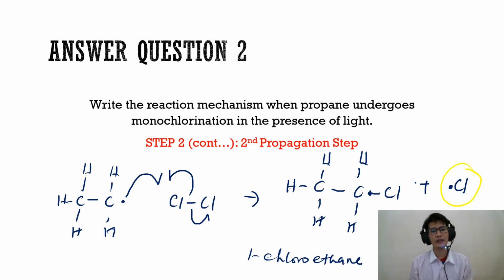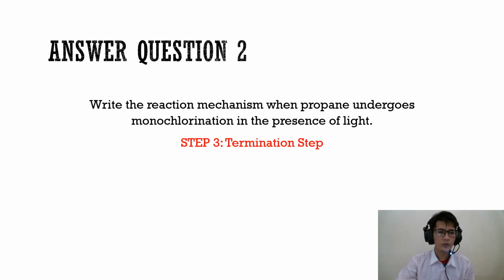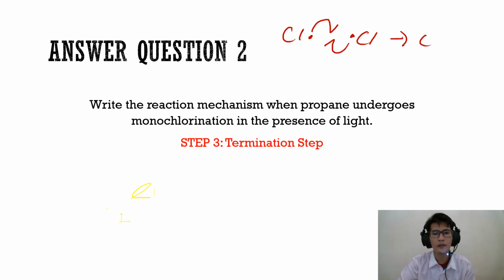So we need the termination step. Okay, which is the last step. So the termination step is actually when two free radicals meet to each other. Okay, for example, alright, we have chlorine radical and chlorine radical meet to each other. Okay, form the sigma bond. So form the chlorine molecule.